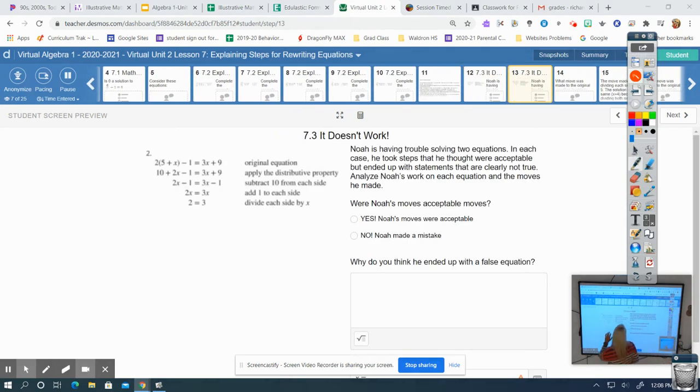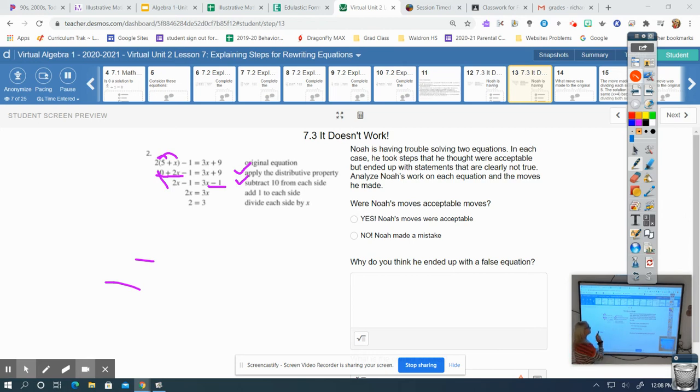On the next one, he kind of did the same thing. So this time he applied the distributive property. So 2 times 5 gave him 10. 2 times x was 2x, and that is an appropriate move. He did that correctly. Then he subtracted 10 from both sides. 10 minus 10 cancels out on this side. 9 minus 10 is negative 1. So that is true.